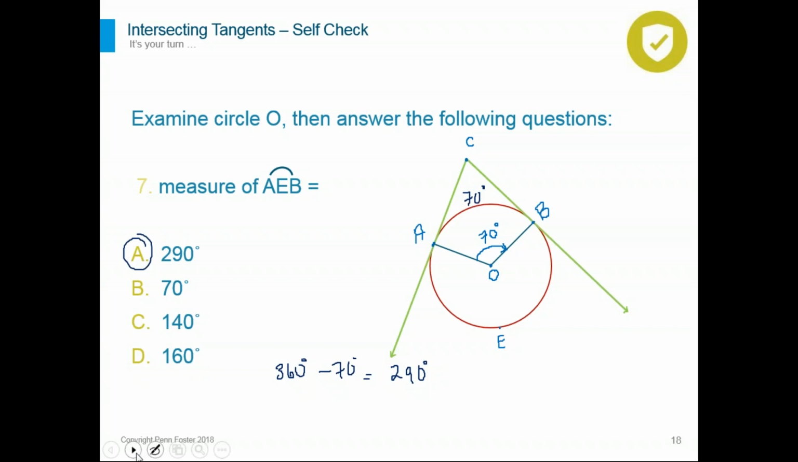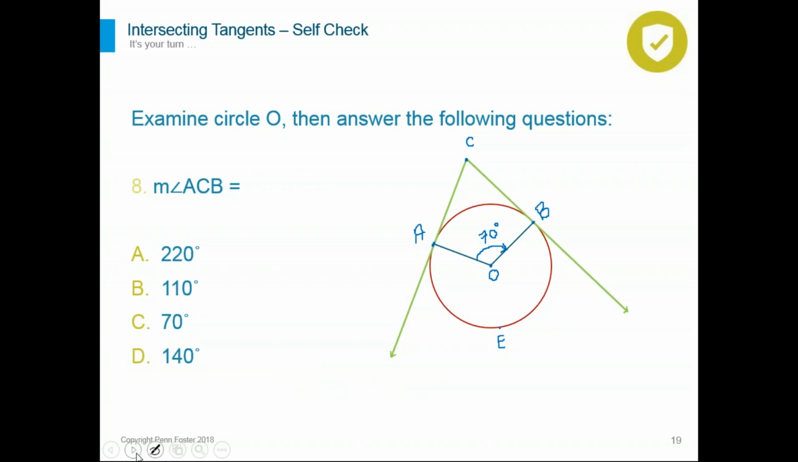Next question on the same figure. Again, the central angle is 70. So far, we know that this is 70 degrees, and the major arc is 290 degrees. We found this out by the subtraction. So now they're asking about the measure of ACB. Where is that angle on the figure? This one. ACB is the outside angle where the tangents meet. What is the formula that we said we are able to use to find the measure of this angle?